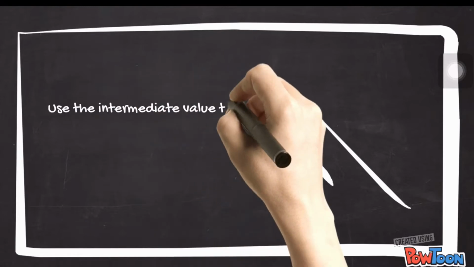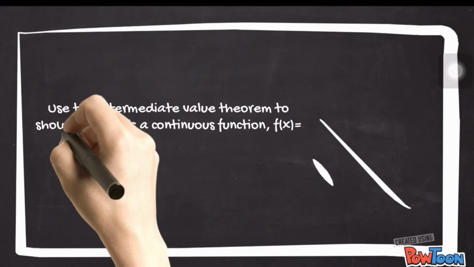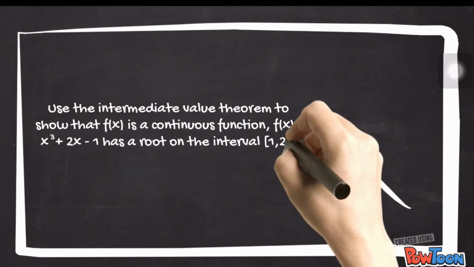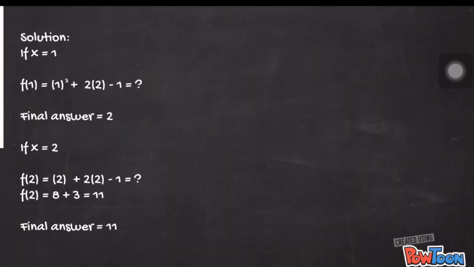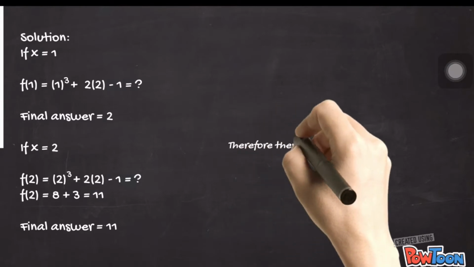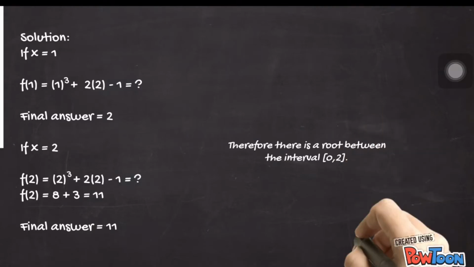Let's solve. Use the intermediate value theorem to show that f of x, a continuous function, f of x is equal to x cubed plus 2x minus 1, has a root on the interval 0 and 2. So we have to substitute the values of the intervals to the equation. And in this case, we have 2 and 11 as the answers, which means that there is a root between 0 and 2.